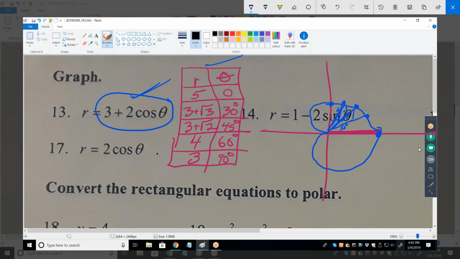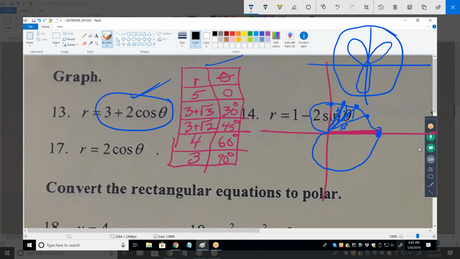There's a few pronounced shapes. One of them is a cardioid. Another is a flower petal, like that. And for these, you can tell how many petals they have by the coefficient. 2 or 3 or 4. That'll tell you how many petals they have.